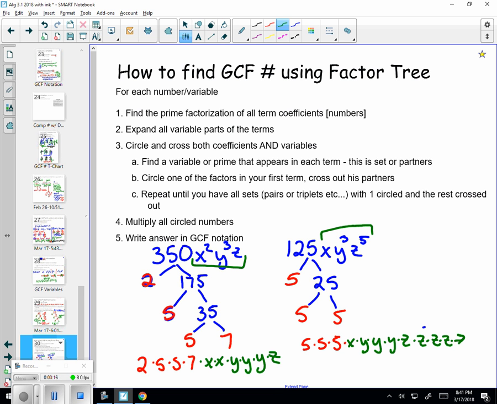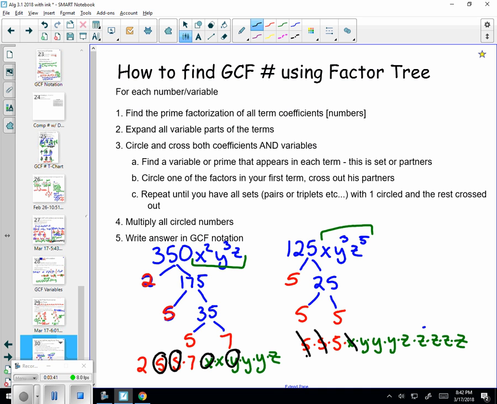All right. Now we have done part 2. Expand all variable parts and terms. Step 3, circle cross. We're going to do this even with our numbers, our coefficient factors. I don't see 2 in both of them, but I do see a 5 in both of them. So I'm going to circle and cross out his partner. I'm going to circle and cross out his partner. I'm going to circle an X and cross out his partner.